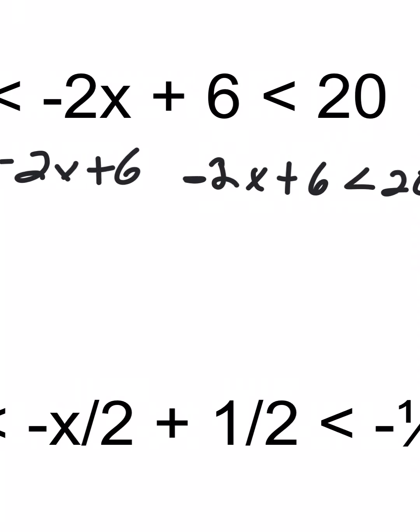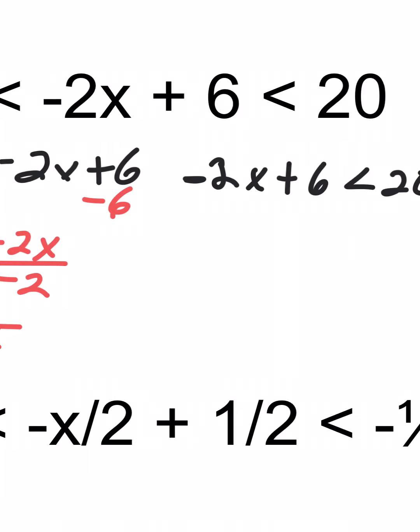The first step to solving it, we'll solve this one on the left in red. And we're going to subtract 6 from both sides. We'll get 4 is less than negative 2x. We're going to divide both sides by negative 2. When we do that, the sign will flip. So instead of being in this position, we'll flip it around. So it'll say negative 2 is greater than x.